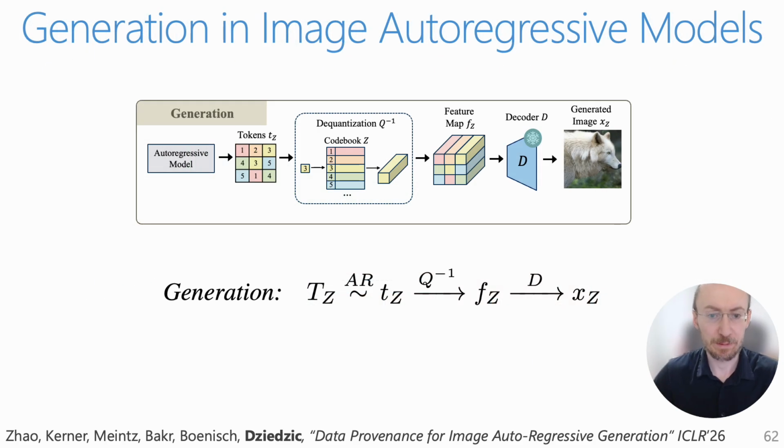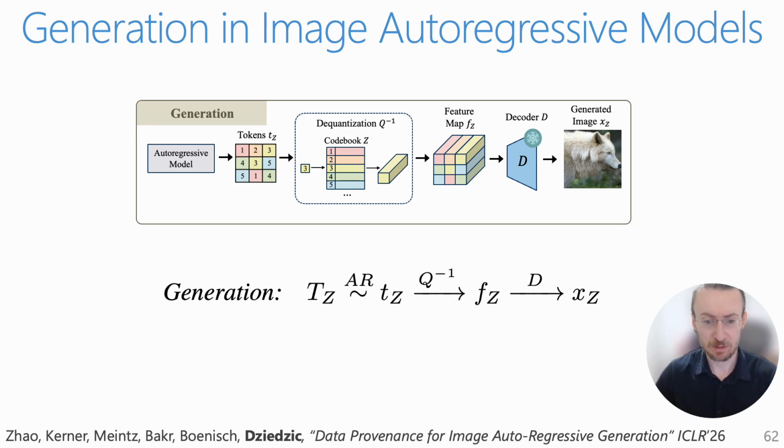Now, how does this process work? Here we start from the generation process. We describe it from the perspective of an autoregressive model. We have this model that generates tokens into the token map. This internal map is then dequantized, meaning that we take the specific codebook entries, so float values, and these tokens then represent a feature map. We decode this feature map into the generated image x sub z.